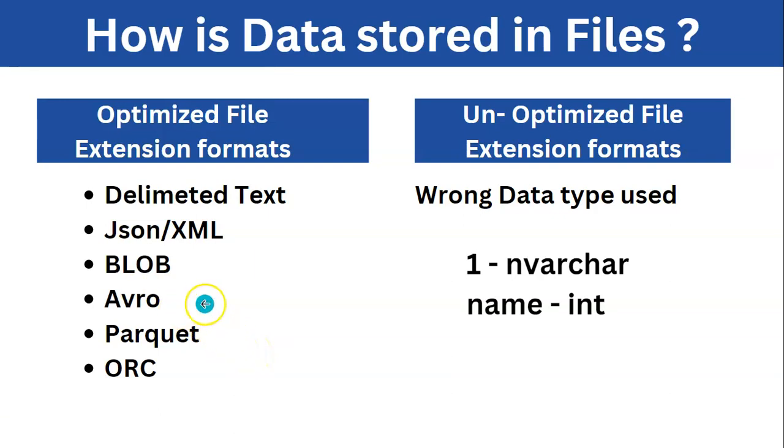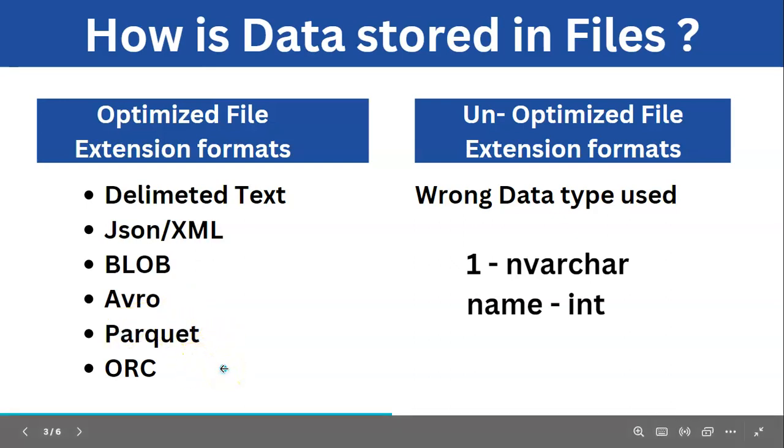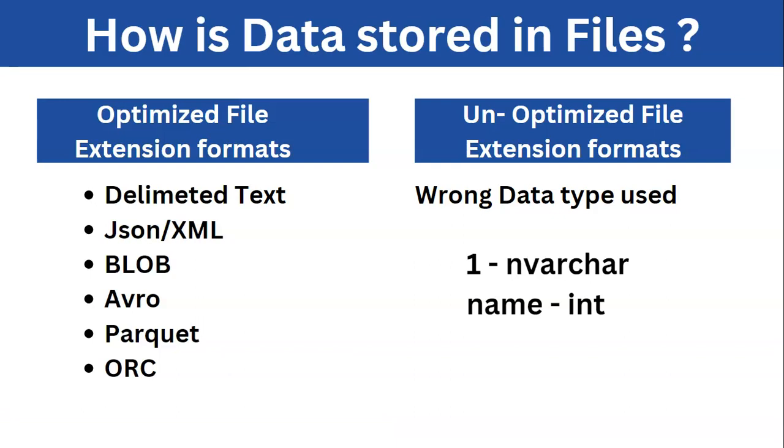Okay, so what is Avro? Avro is a file extension that is used for storing the data in the form of rows and columns, as we store in Excel. Now Parquet and ORC, that is Optimized Row Columnar, are basically used to store the data in column format.